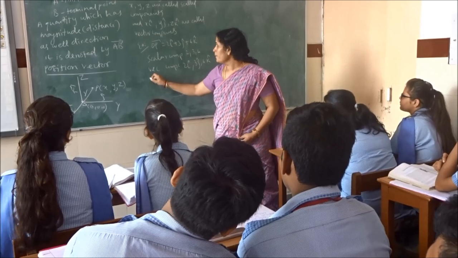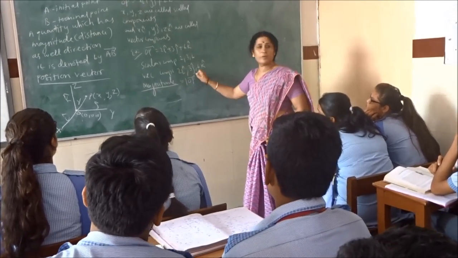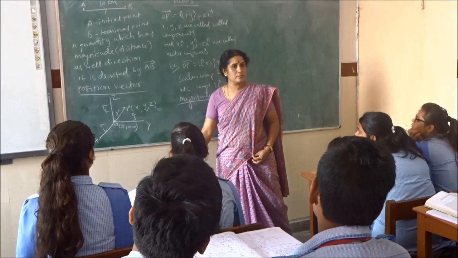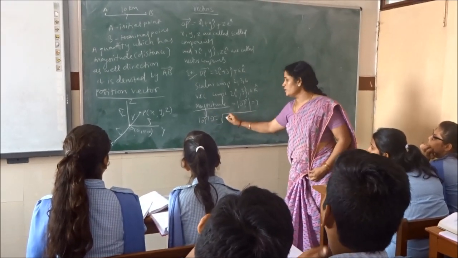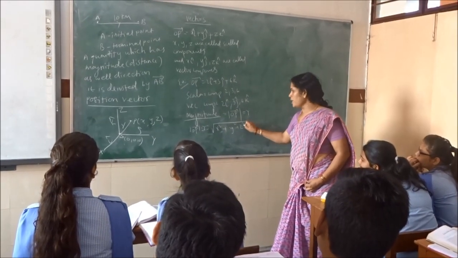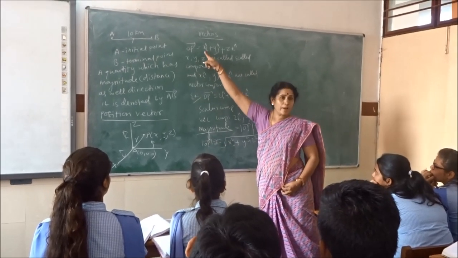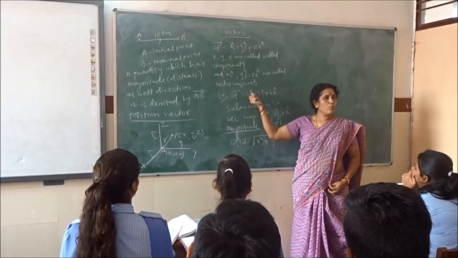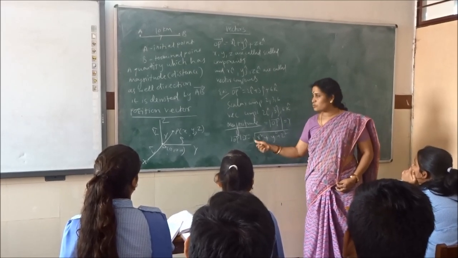Now tell me about the magnitude. Right now I told you how to find magnitude. The magnitude of the OP vector is the distance, denoted by r. Now you know how to find the distance between two points: r equals the square root of (x minus 0) whole square plus (y minus 0) whole square plus (z minus 0) whole square, that is, x square plus y square plus z square. That is the magnitude of OP: the coefficient of i square, coefficient of j square plus coefficient of k square. What is the magnitude of this OP? Square root of 4 plus 9 plus 36. Are you clear how to find the distance? So that is called magnitude.